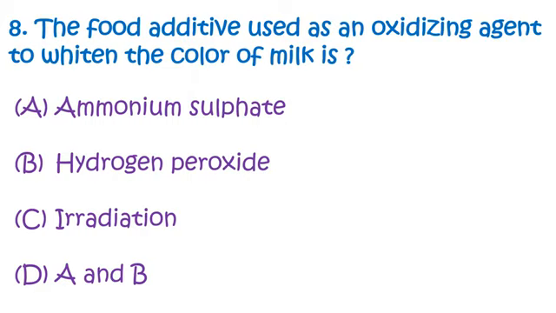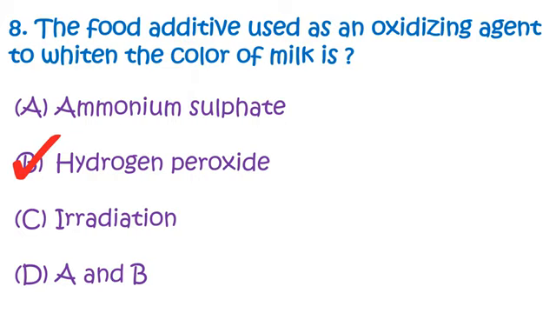Question number 8. The food additive used as an oxidizing agent to whiten the color of the milk is. Option A, ammonium sulfate. Option B, hydrogen peroxide. Option C, irradiation. And option D, both option A and B. And the correct answer is option B, hydrogen peroxide.